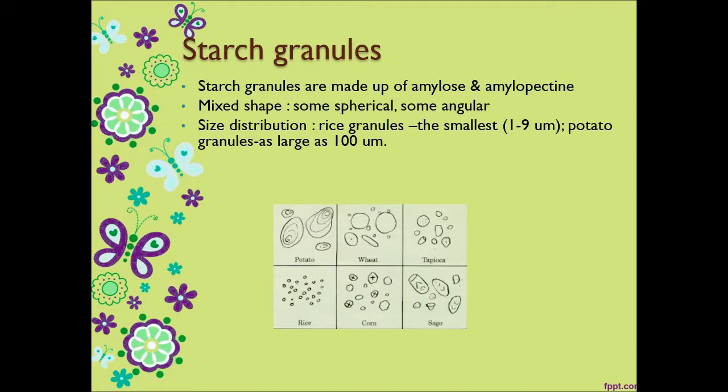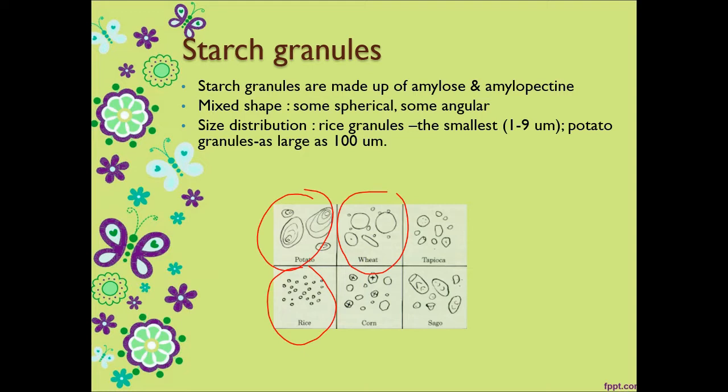Starch granules are made of amylose and amylopectin, and we have covered the difference between these two and their characteristics in the previous lecture. Now the shapes of the granules are different. Some will be spherical, some angular, some oval, depending on the species of the plant and also the maturity of the plant. If you look at the figure below, potato has an oval kind of starch granule, rice is angular, whereas wheat is more spherical.